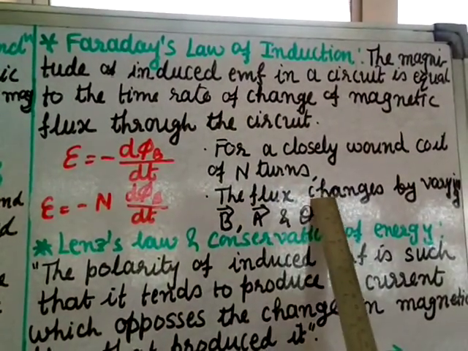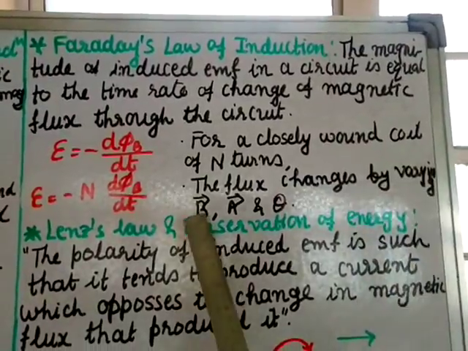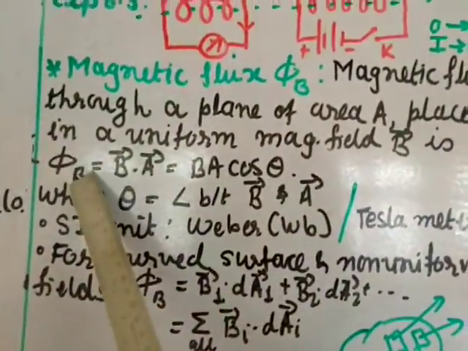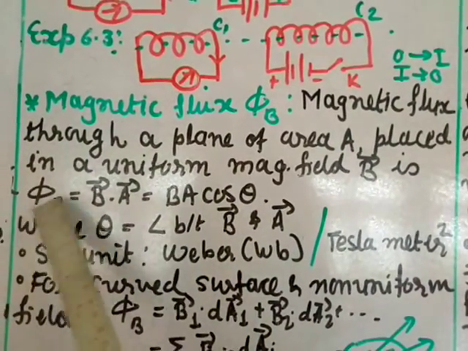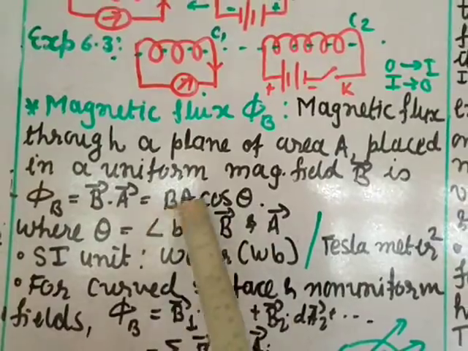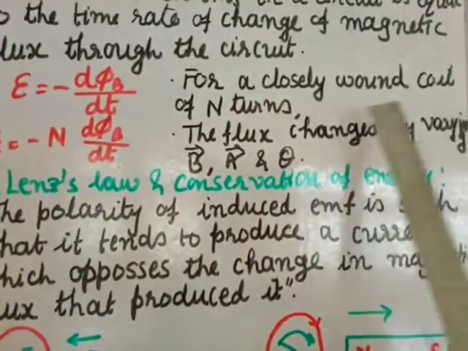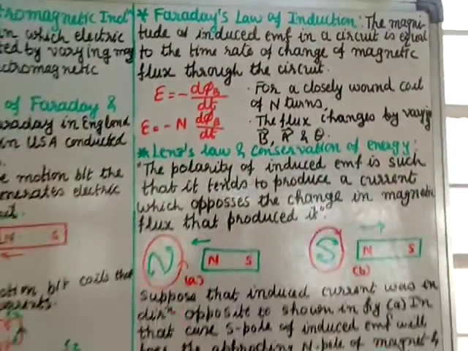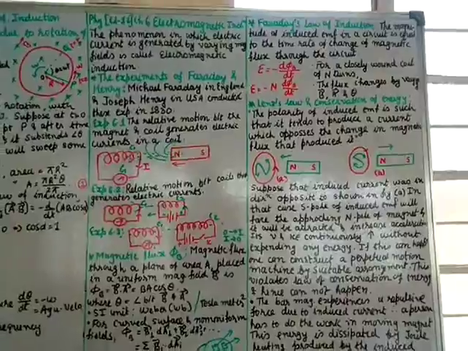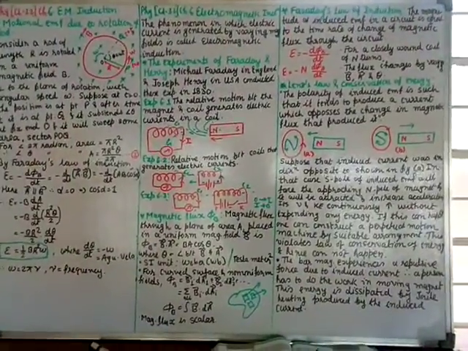The magnetic flux changes by varying B, A and theta. Why like that? Because we have already seen that phi B is equal to BA cos theta. So phi depends on B, on A, and on the angle theta between A and B. Therefore, if you want to change the magnetic flux, you either change B, A or theta. So we'll keep this much. Next we will see Lenz's law and conservation of energy. Thank you very much.